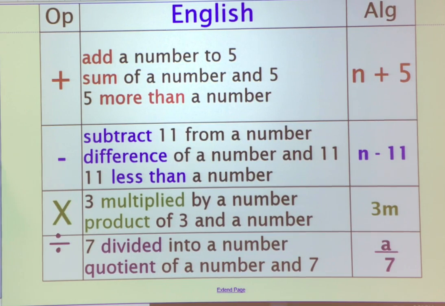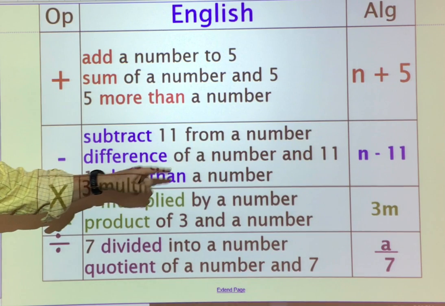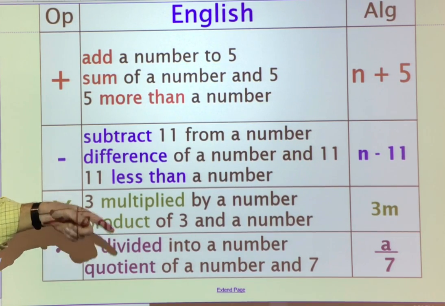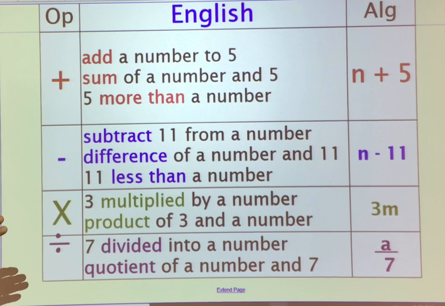For multiplication, we might have something like 3 multiplied by a number. Well, do we know what the number is? No, so we use a variable. And the other one is the product of 3 and a number. We remember that anytime we're multiplying a number times a variable, the number part, the coefficient, comes first.